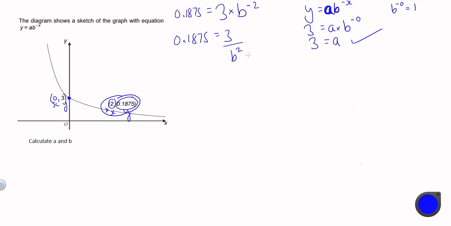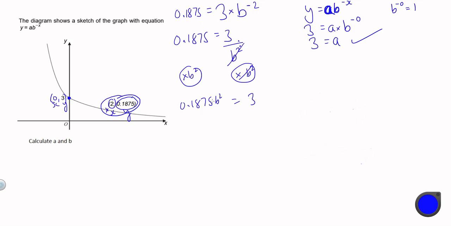Now what we can do, I don't like having the unknown at the bottom. So to get rid of it, the opposite of divide is times. I'm going to times by b squared, and do the same on the other side. So on the right hand side, look, the b squared has disappeared from the bottom because I'm multiplying by b squared. That's just 3 left over on the right hand side.